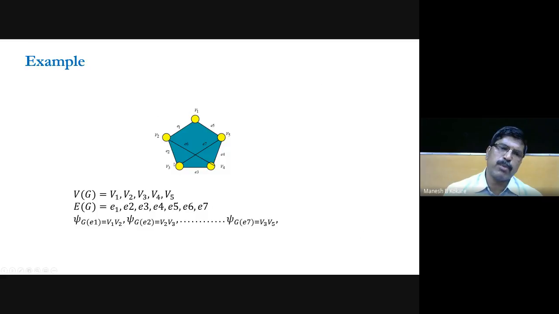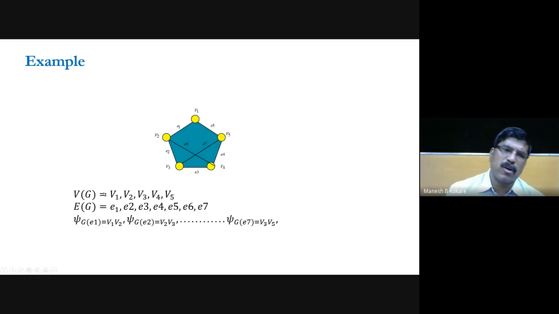E2 is the edge between V2 and V3. Similarly, E3 is from V3 to V4 and so on. Between V3 and V5, E7 is there, and then V4 to V2, the E6 edge is there. So in total, there are 5 vertices, V1, V2, V3, V4, V5. And how many edges are there? 7. E1, E2, E3, E4, E5, E6, and E7.